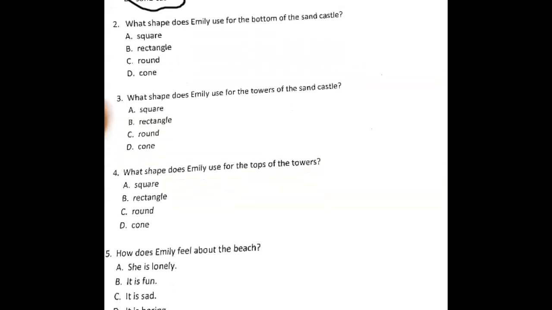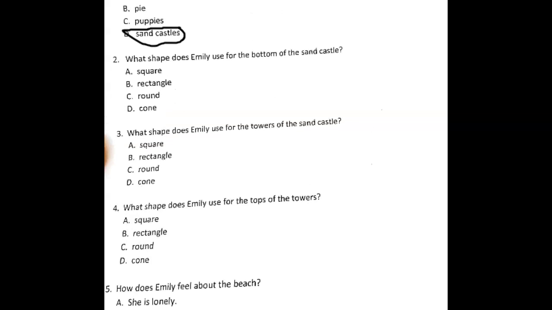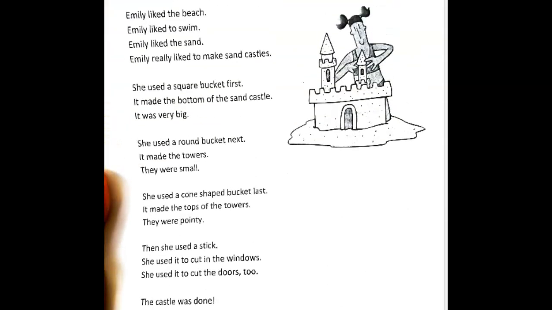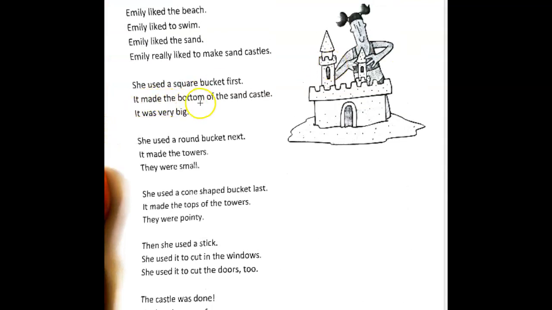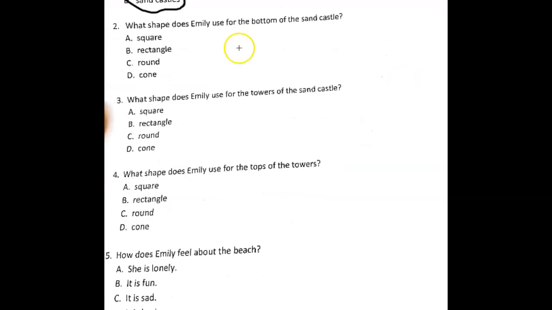Number 2, what shape does Emily use for the bottom of the sandcastle? Is it A, square, B, rectangle, C, round, or D, cone? Now we could go back into the story. Since there were many steps, we could figure out what she used for the bottom. So let's look. Here we go. It says it made the bottom of the sandcastle. What made the bottom? She used a square bucket first. So what shape does Emily use for the bottom? She uses a square bucket for the sandcastle.